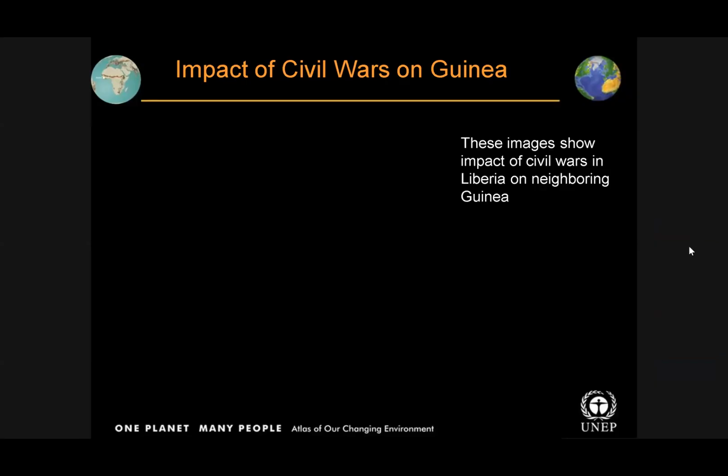And it's not just humans that are impacted, so is the environment. So here are images that show the impact of civil wars in Liberia on the neighboring country of Guinea. Now, there were civil wars also in Sierra Leone and Liberia, and those people fled to Guinea to the refugee camps, including one of my former students, Abdul Sase.